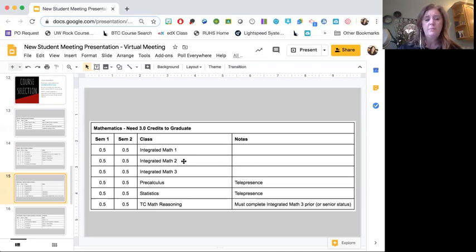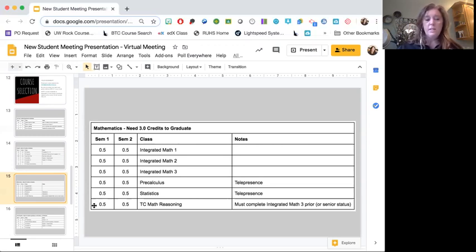So we'd rather set you up for success, make sure that you have a good solid foundation, and know that you have to have a minimum of 3 credits of math to graduate. Once you have completed Math 1, 2, and 3, some of the other options right now include pre-calculus and statistics, which we are offering via telepresence. There is a teacher in another school district that is offering to teach those classes currently. That may change in the future, but right now those are 2 telepresence classes, as well as math reasoning.